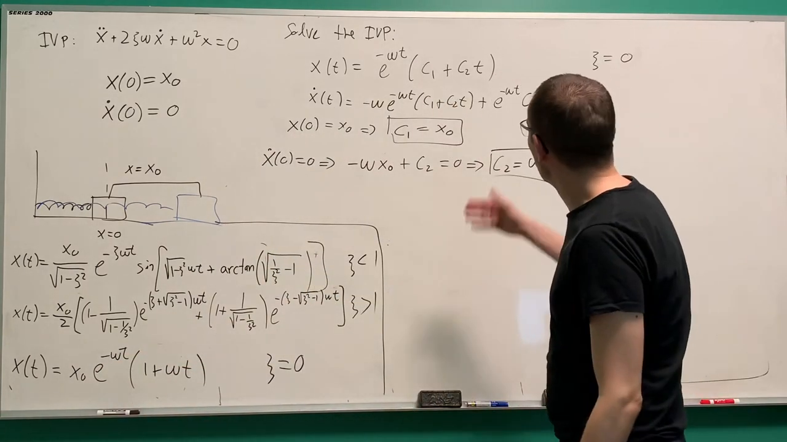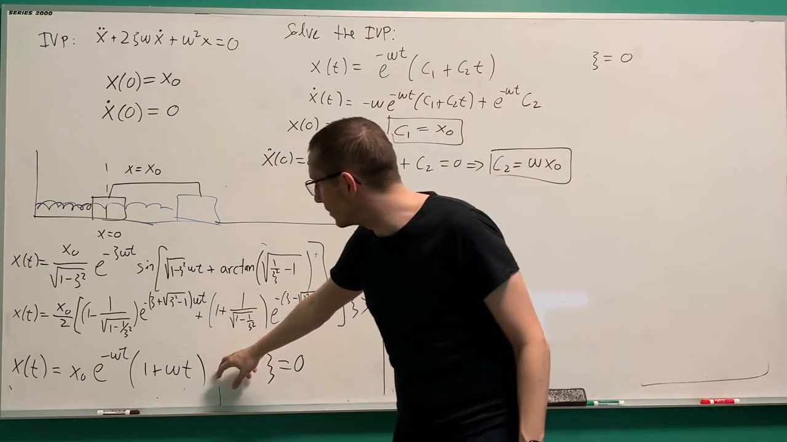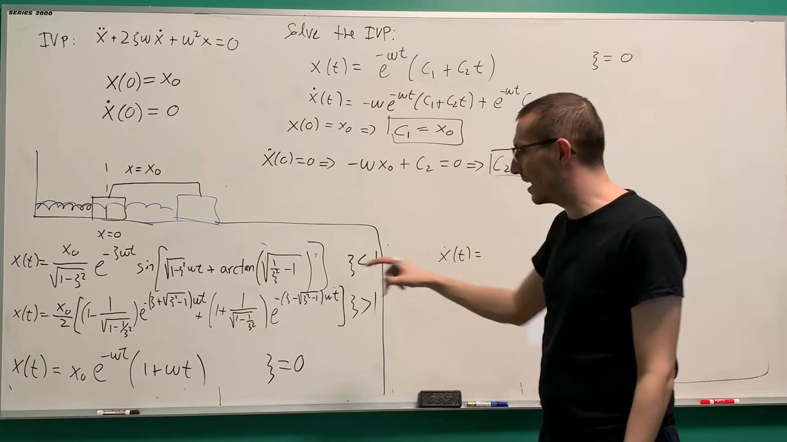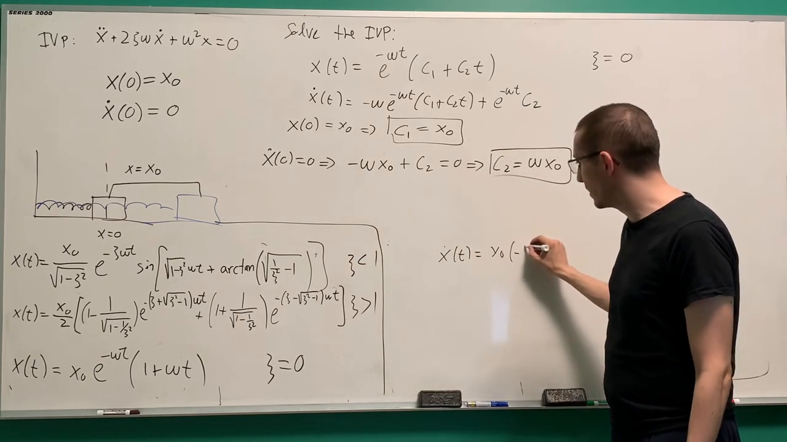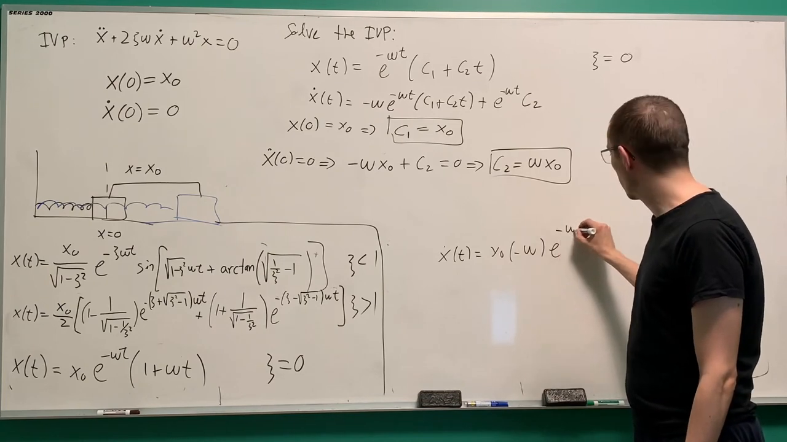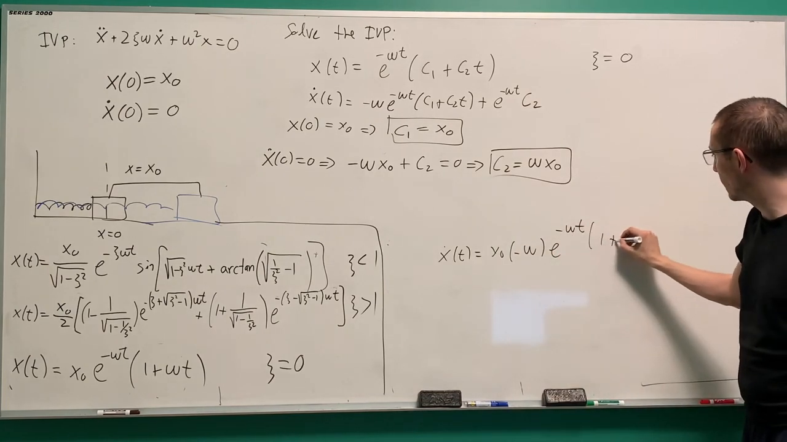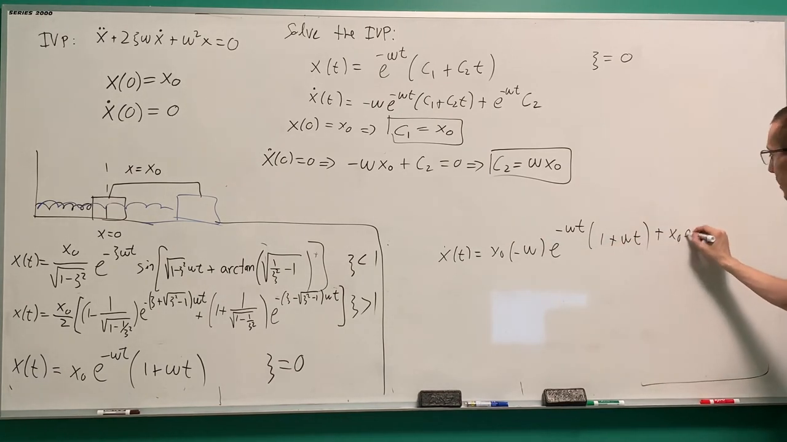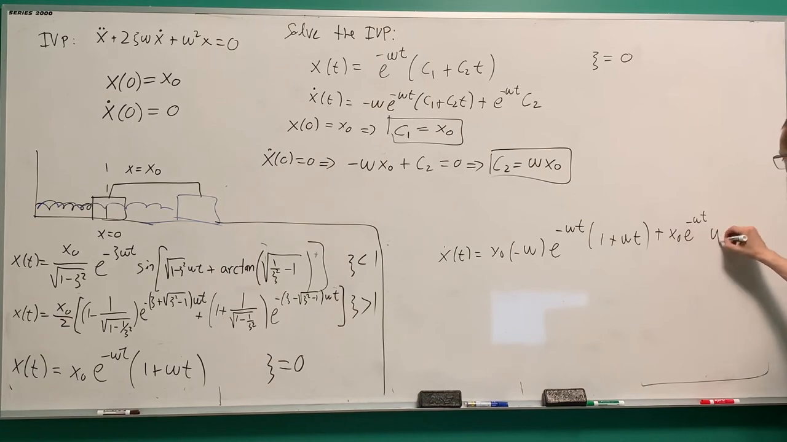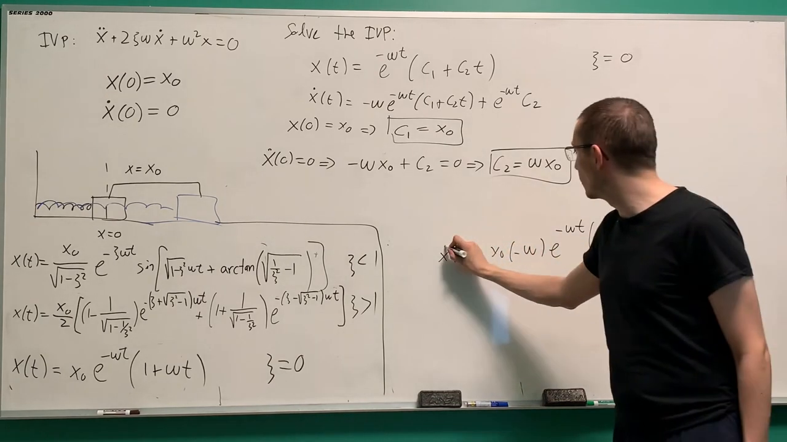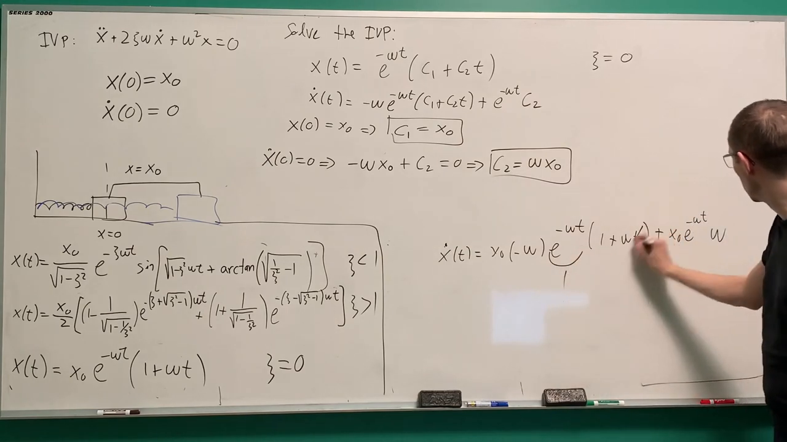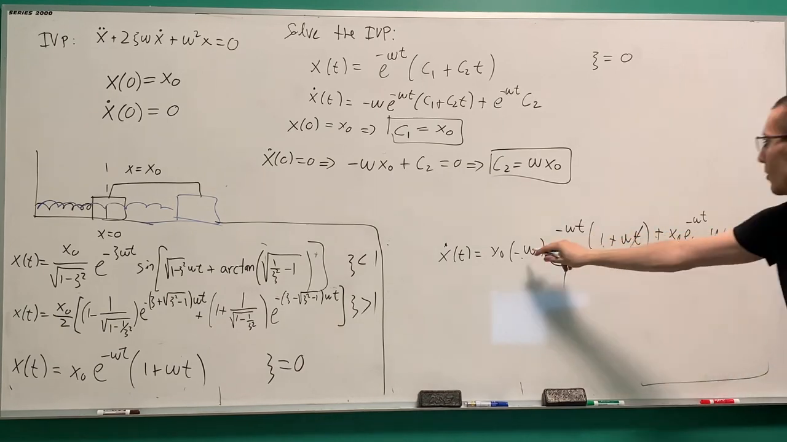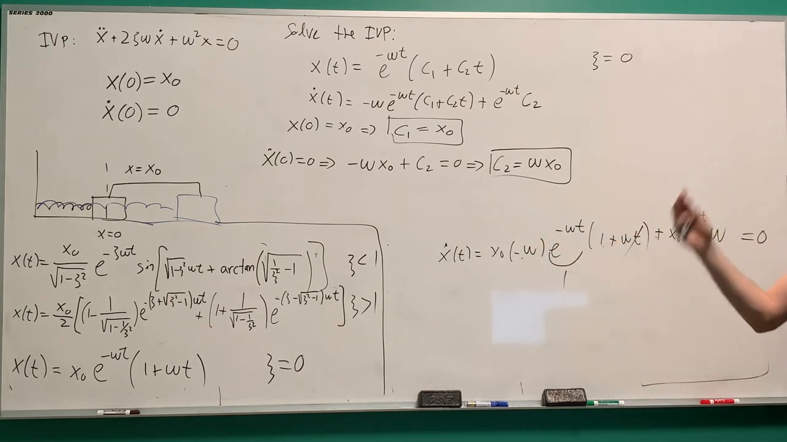And then the derivative, if you put it here, the derivative of this one, let's just do a quick check on that one, because it's super easy. X of t in this case is x0 minus omega e to the minus omega t times 1 plus omega t, plus, and now the derivative of the other one, so x0 e to the minus omega t omega. So what happens when t is 0? When t is 0, this is a 1, this is 0, so we get minus omega plus x0 omega plus x0 omega, so this is 0. Quick check, we got it right.